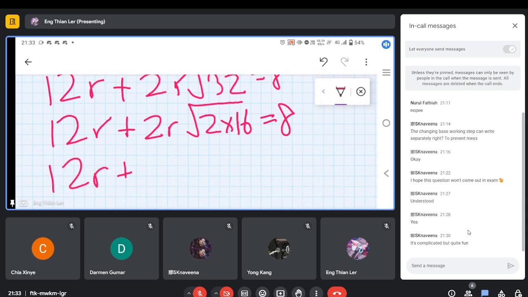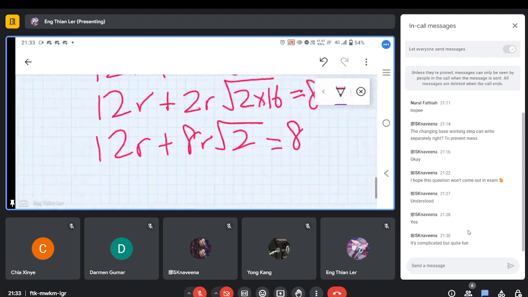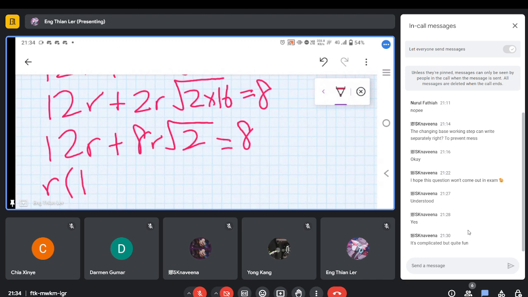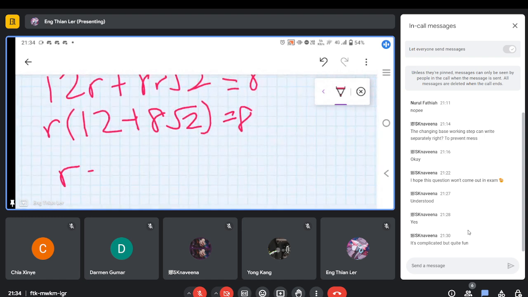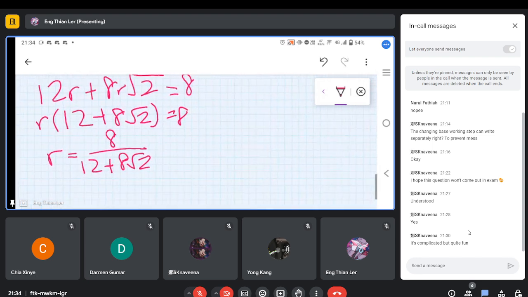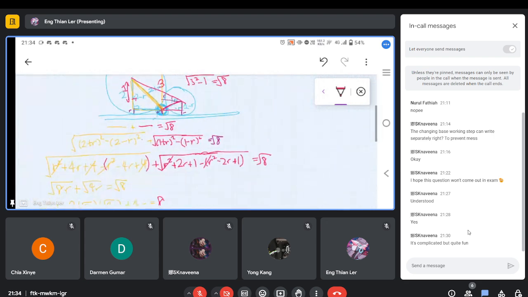Another 4 multiplied by 2 is 8. So factorize r out. Finally, divide both sides by this thing. r equal to 8 over 12 plus 8 root 2. That's the answer. The radius of small circle is this. And yeah, it's really complicated.